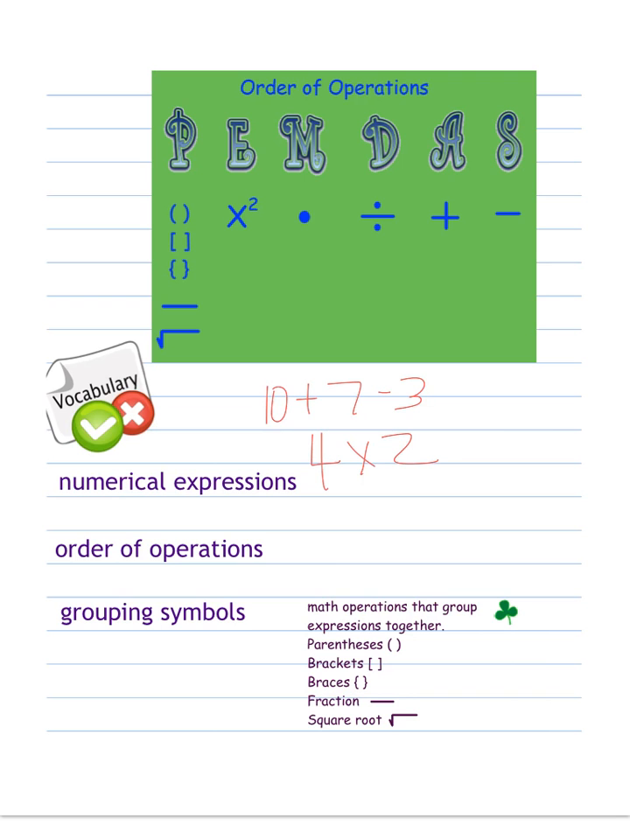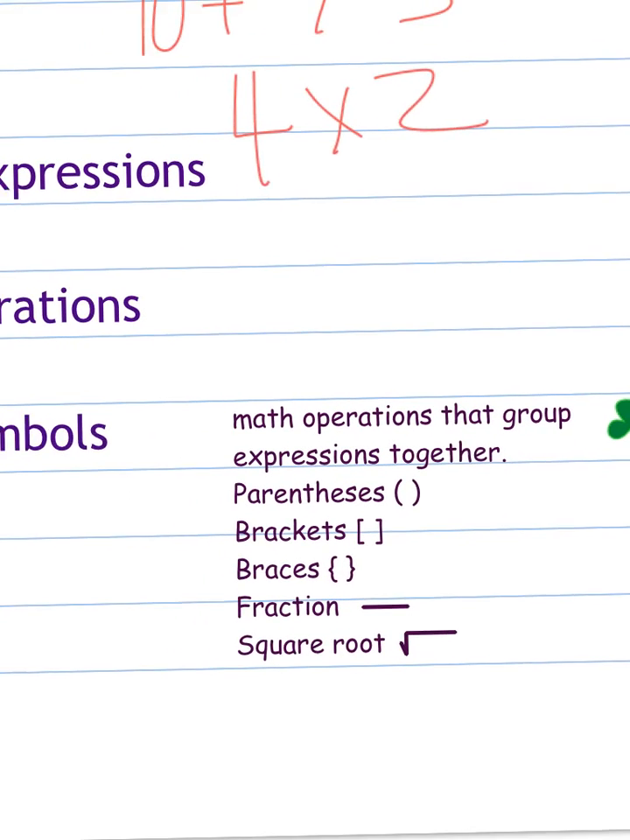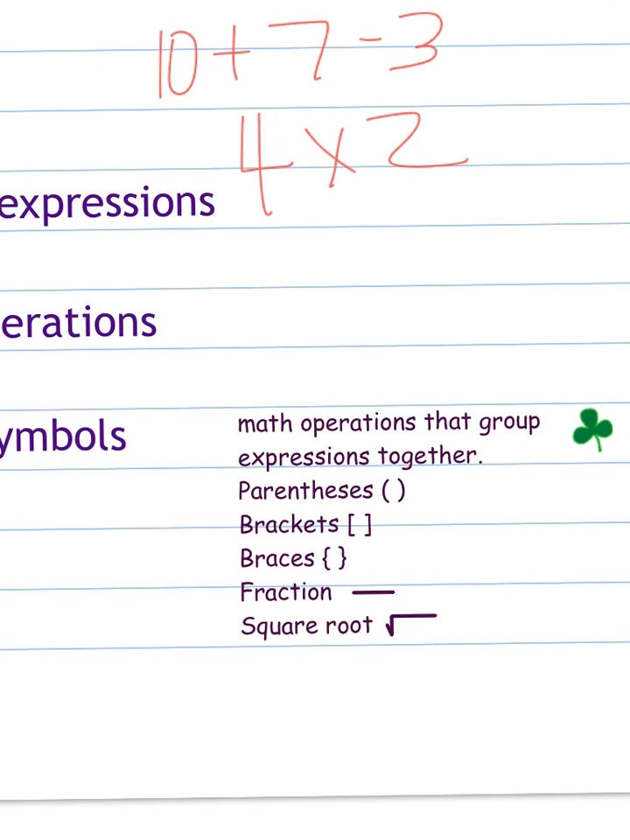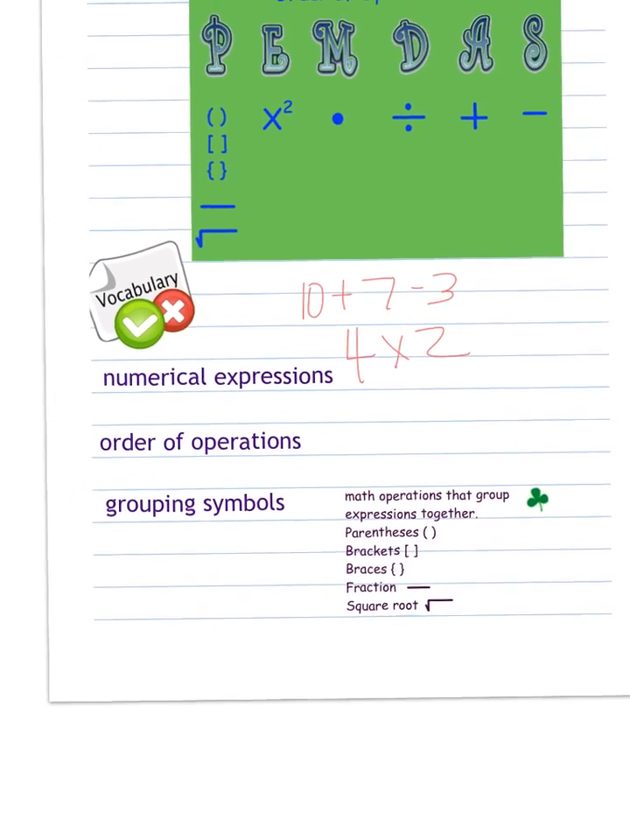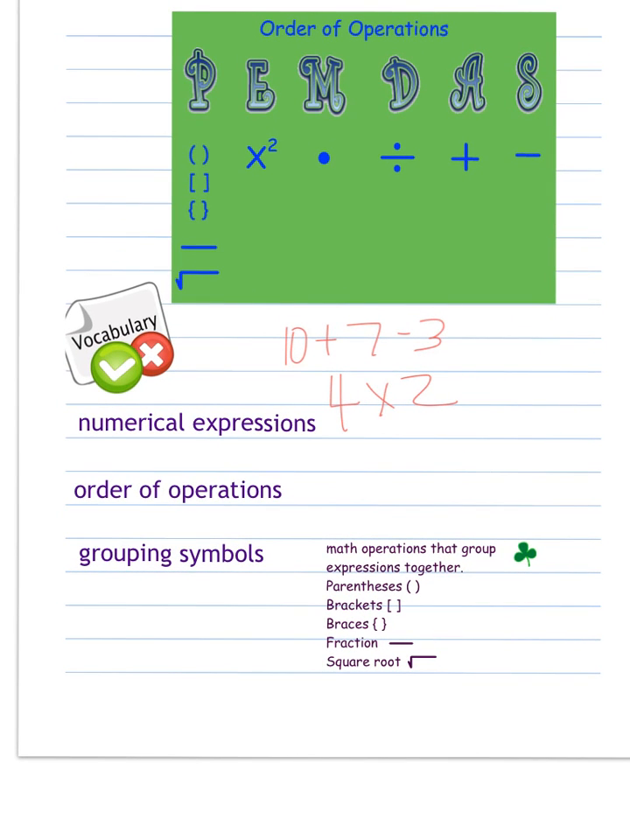And then our next vocab word is grouping symbols. Here are some of the grouping symbols. We have parentheses, brackets, braces, a fraction bar, and a square root symbol. Those are just some different grouping symbols that we use here in math when we're doing order of operations.